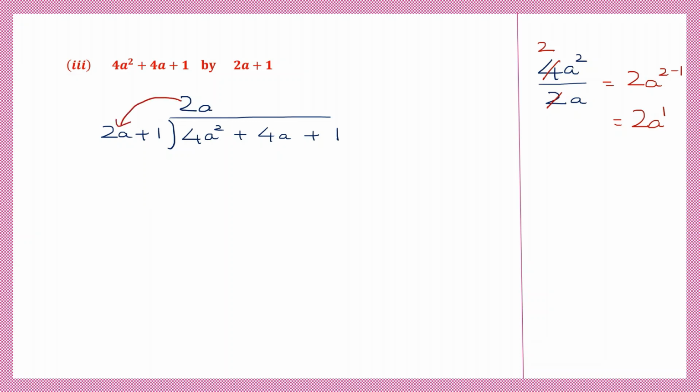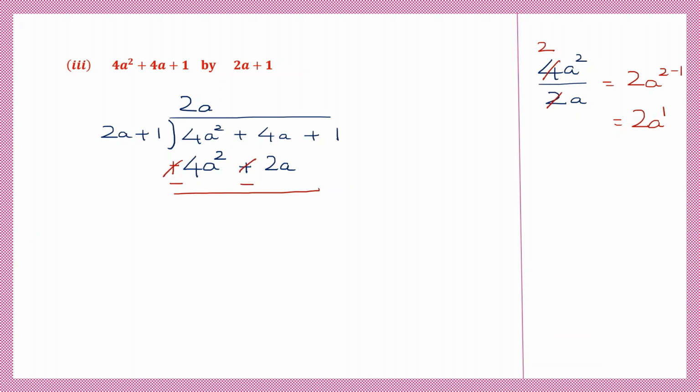So 2a into 2a. 2 2s are 4. a into a is a to the power of 2. Now multiply 2a into 1. Anything into 1 will give you the same thing. So 2a into 1 is 2a. So we finished with that. Now I'm going to subtract. That means I need to change the sign. So the plus is now going to become minus and this plus is also going to become minus.